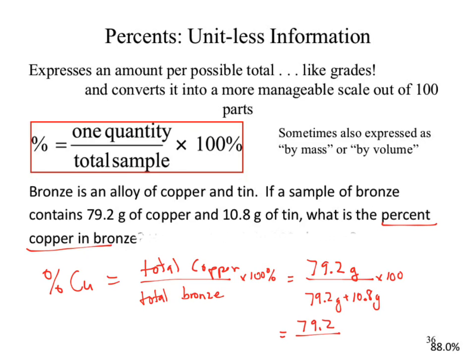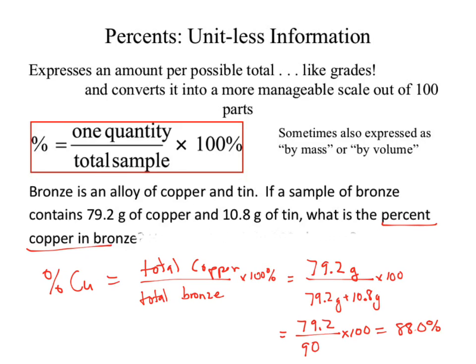79.2 divided by, I'm hearing a bunch of people say 90, times 100. We cross multiply, divide, and we end up with 88.0%.